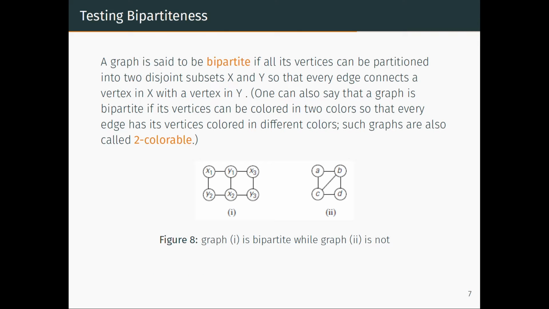It can also be used to test the bipartiteness of a graph. A graph is said to be bipartite if all its vertices can be partitioned into two disjoint subsets X and Y, so that every edge connects a vertex in X with a vertex in Y. One can also say that a graph is bipartite if its vertices can be colored in two colors, so that every edge has its vertices colored in different colors. Such graphs are also called two-colorable. For this example, graph 1 is bipartite, while graph 2 is not.